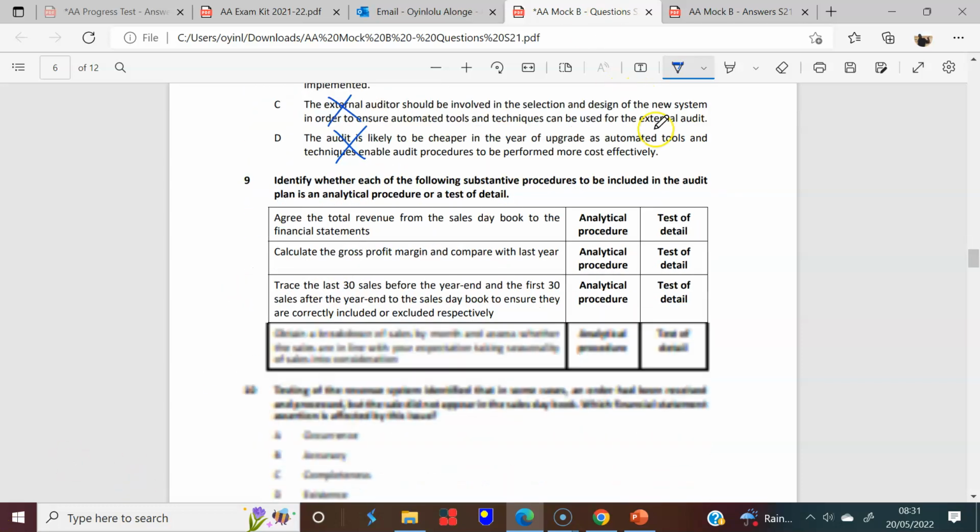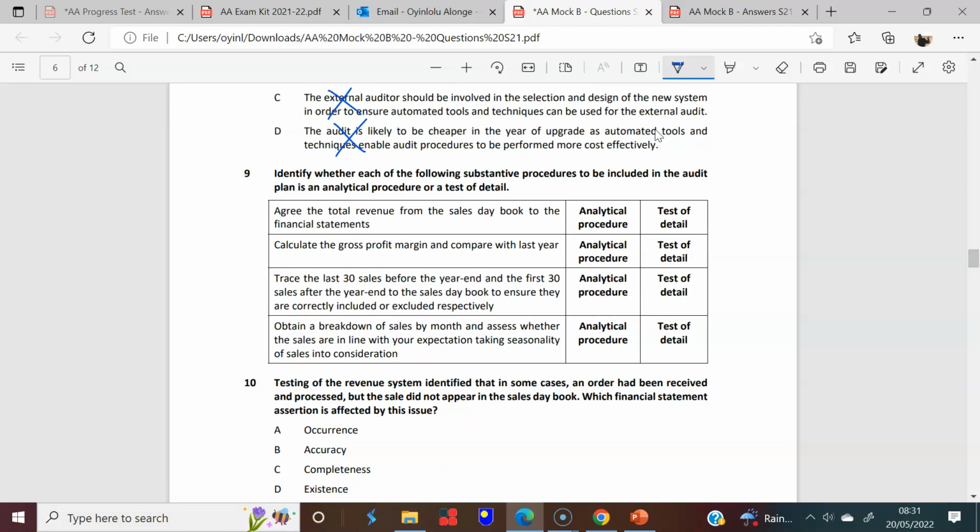Number 9 here, the question is asking you to discuss what will be test of detail and what will be analytical. Hopefully you can pick up straight away that this calculation comparison with the previous year is analytical. Again, expectation seasonality again is analytical. So sometimes analytical does jump out. These are classic tests of detail. Agreeing the revenue from the sales day book to the financial statements, just kind of part of your agreement, or if you like, existence, so to speak.